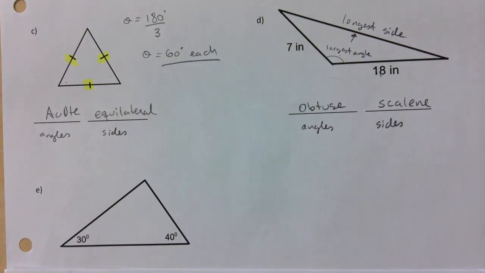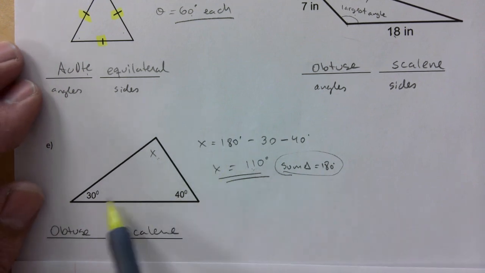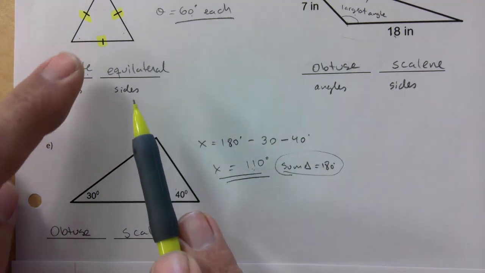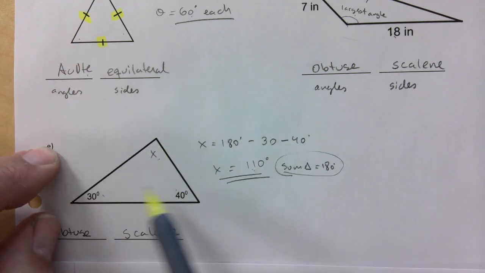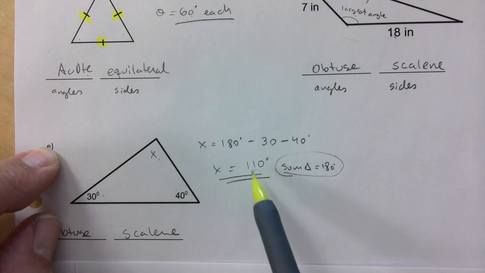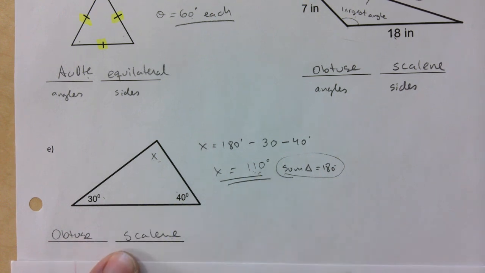Oh, I didn't record that part. So again, I'm just going to rephrase. We had two out of the three. So we're basically working the other way around. Sometimes they have markings on the sides, and we work inwards towards the angles. Here we had two angles given. We figured out the third by subtracting the two from 180. We identified that it is bigger than 90, so that'd be obtuse. And all three sides are different, therefore scalene. How do we know they're all different? Because all the angles have a different measure.